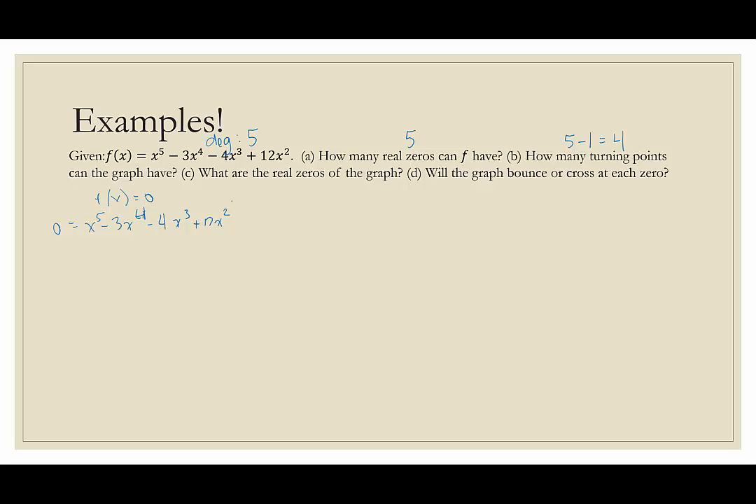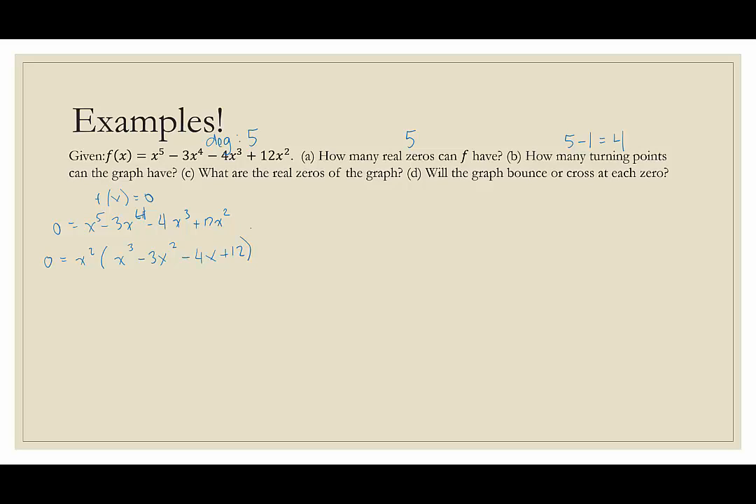So we're going to factor out the x squared and rewrite this as 0 equals x squared. We're going to divide x squared into each one, so that's going to leave us with x cubed minus 3x squared minus 4x plus 12.